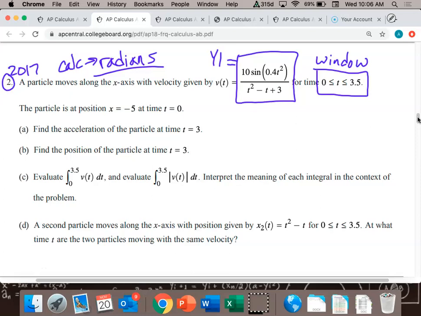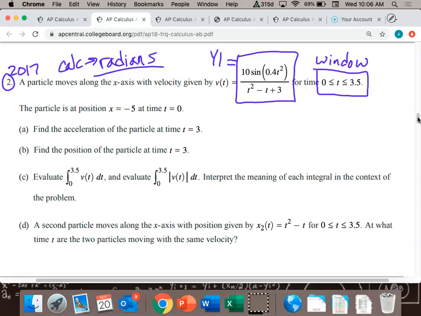So you would say, this integral represents the displacement of the particle from t equals 0 to t equals 3.5. And this integral represents the distance traveled by the particle from t equals 0 to t equals 3.5. Something like that. But yes, they want you to write an actual sentence.